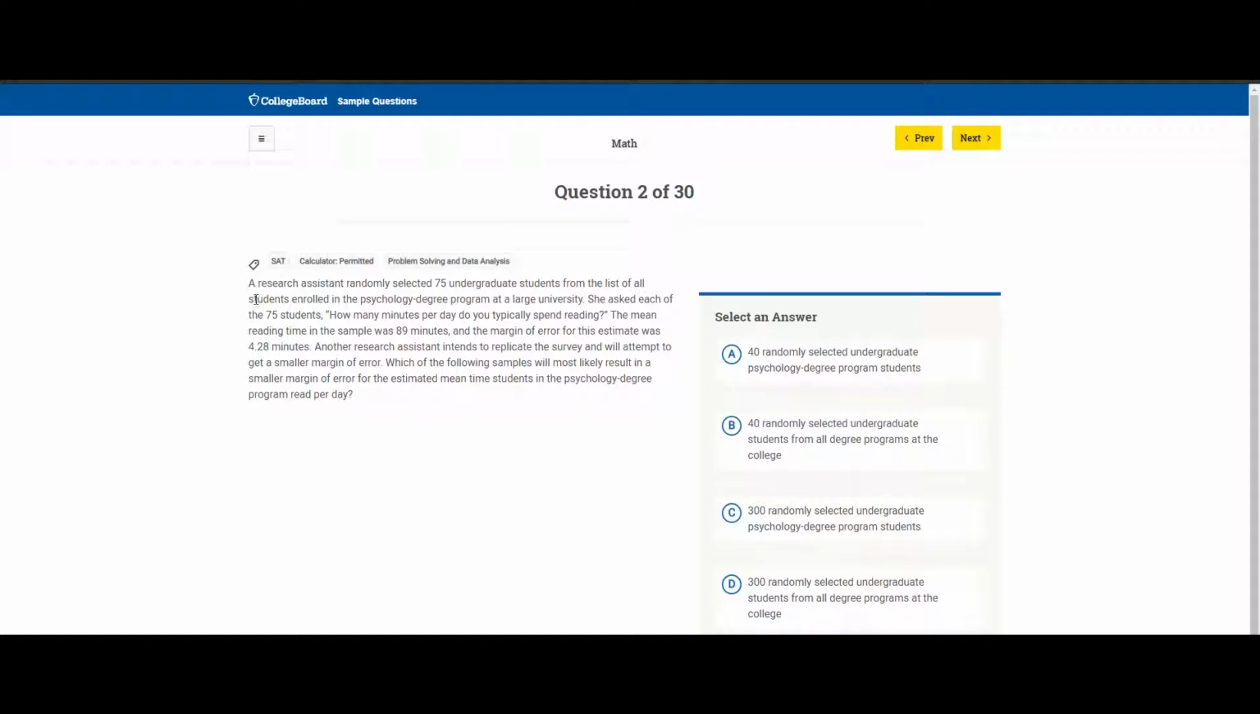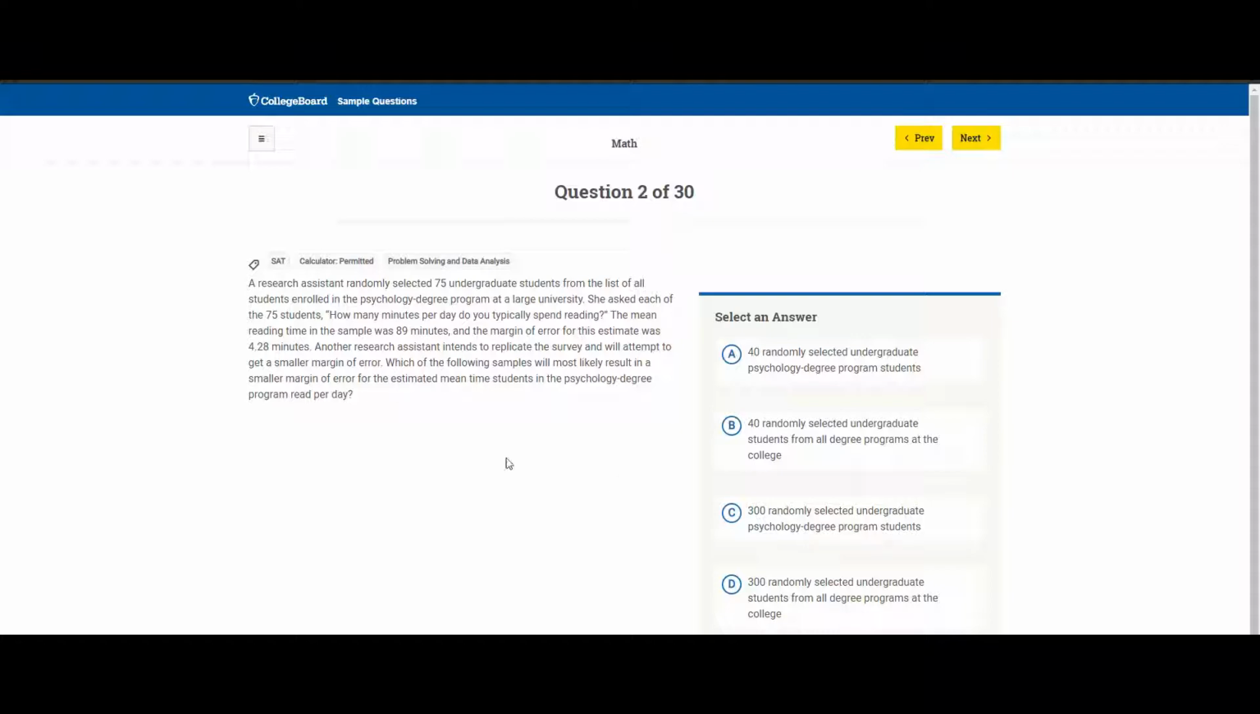And then for the second question, a research assistant randomly selected 75 undergraduate students from the list of all students enrolled in the psychology degree program at a large university. She asked each of the 75 students, how many minutes per day do you typically spend reading? The mean reading time in the sample was 89 minutes, and the margin of error for this estimate was 4.28 minutes. And another research assistant intends to replicate the survey and will attempt to get a smaller margin of error.